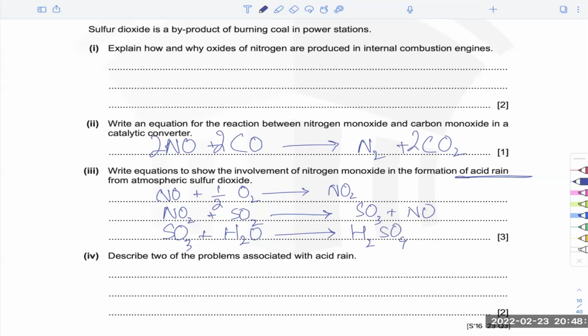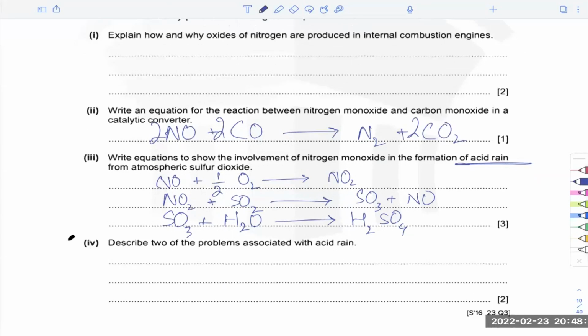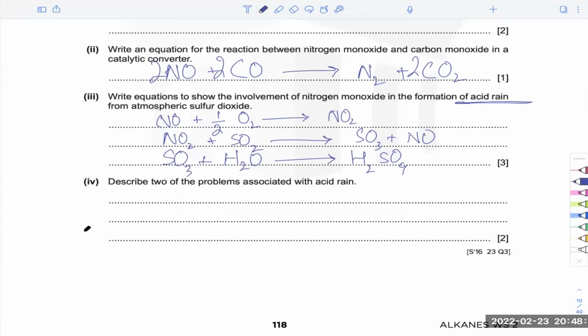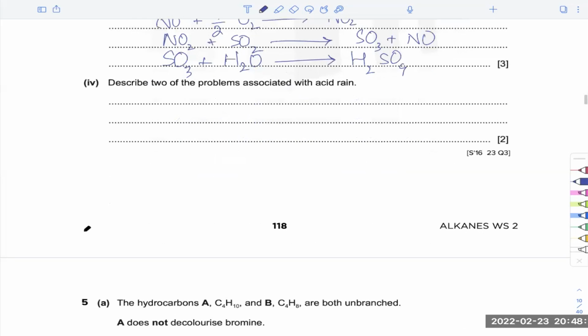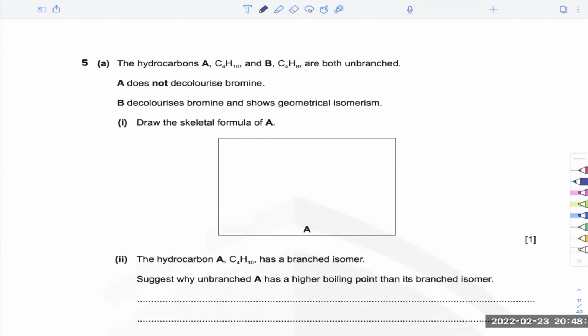Describe 2 problems associated with acid rain. Damages the buildings and changes pH of water bodies. That kills aquatic life. Those 2. Marble buildings get destroyed. And okay, let's do this one.